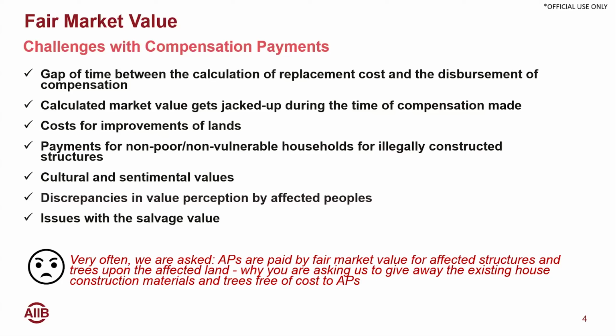And then the last one is the issue with the salvage value. In my career and in my valuation, I got this question very often: why are the affected households paid the market value for the affected structure, but we have to give away the existing structure and the trees to the affected household? We already compensate the affected household by market value. So why do we have to give the structure and the trees, especially the trees, to the affected household for free?